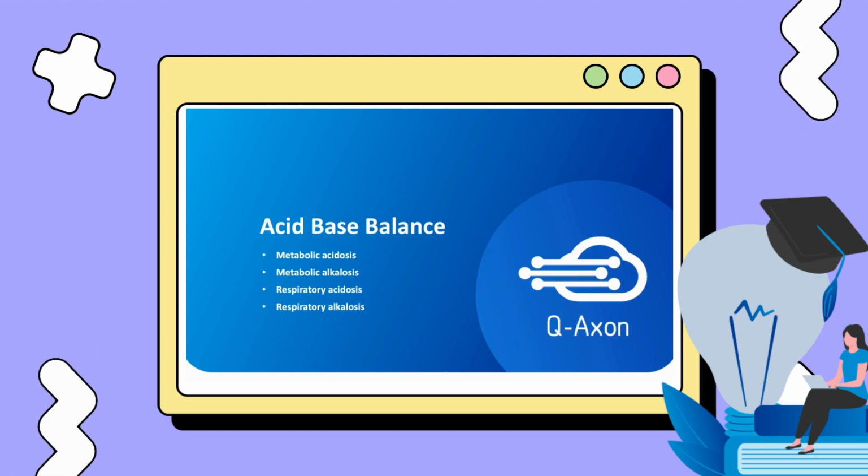If the alteration is due to a decrease or increase in bicarbonate, the imbalance is known as a metabolic disorder, which can be either metabolic acidosis or metabolic alkalosis, where the normal bicarbonate level is around 24 to 26 millimoles per liter. If the disturbance is due to an increase or decrease in PCO2, the imbalance is known as a respiratory disorder, where the normal PCO2 is 35 to 45 millimeters of mercury.